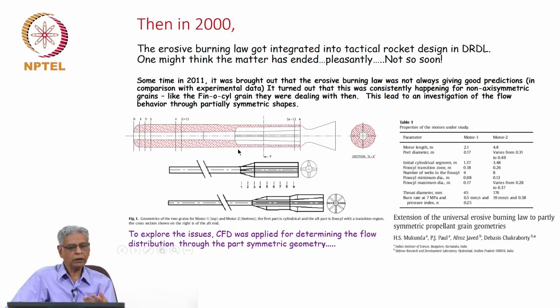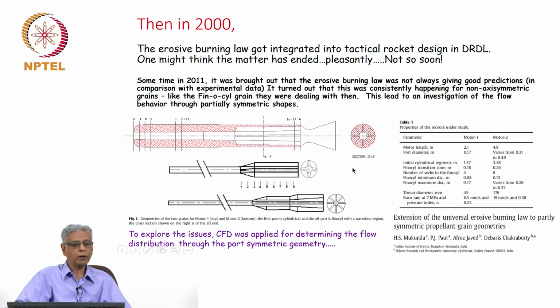And you will see that there are several motors of this class. You can see the cross section here. This is the port, which is from this point to this point, but cylindrical here. There is some technical data for two motors, 2.1 meter long and 4.8 meter long, and port diameters of various dimensions and so on are put together. Now, to us it was not immediately clear why the law was not working. So, we thought it may be related to the fact that the asymmetry or non-axisymmetric position leads to flow behavior which can be very intensely coupled to the erosive burning.